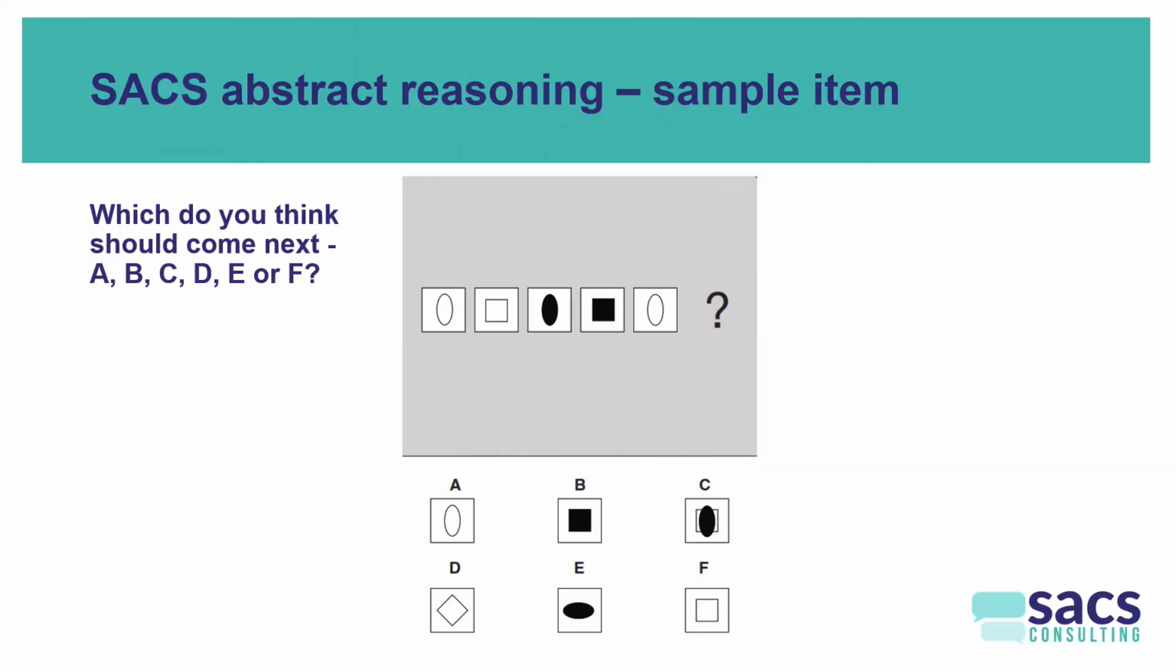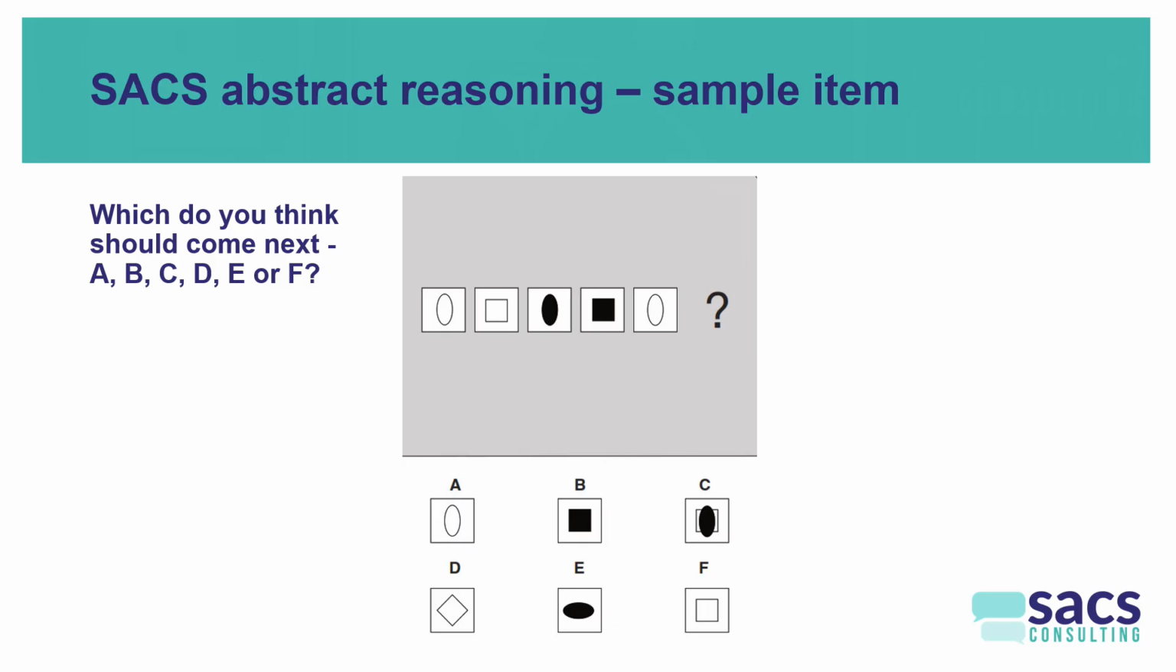And basically, numerical reasoning questions tend to take one of two forms: number sequences, 2, 4, 6, 8, what comes next, or calculations. What percentage is this of that, where you actually have to do a mental arithmetic kind of process. So here's an abstract reasoning item.